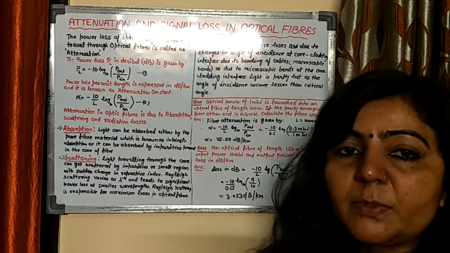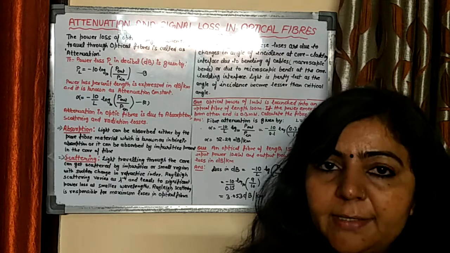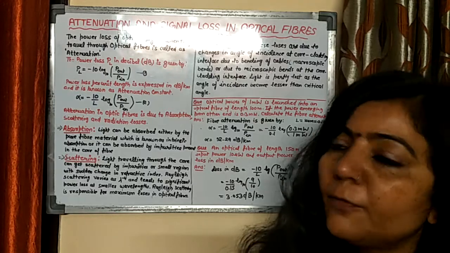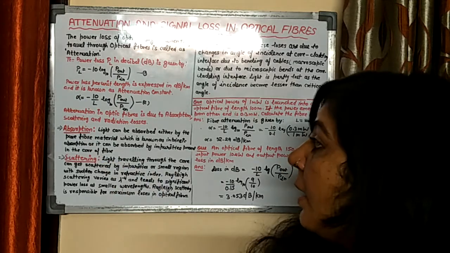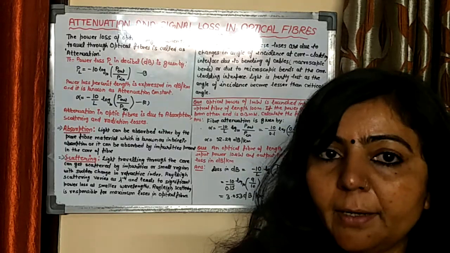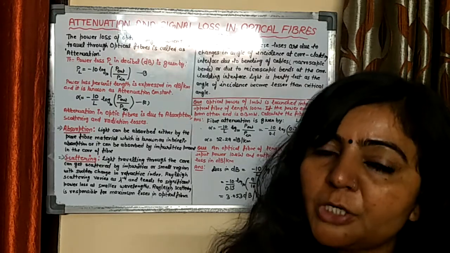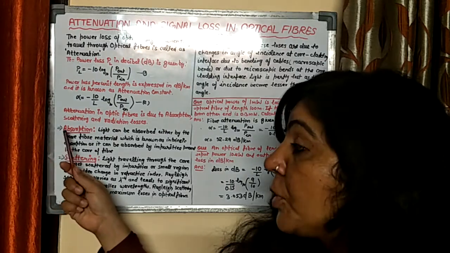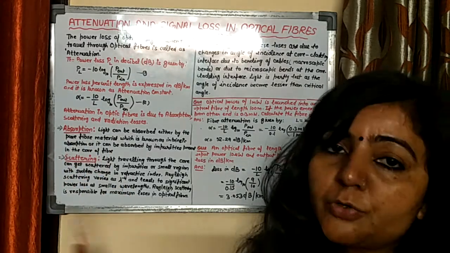There are different factors which are responsible for the signal losses. The first one is absorption. When the information is moving from transmitter to receiver in the form of an optical signal, in the form of light, that light can be absorbed either by the fiber material or by certain impurities which are present in that material. Whenever that signal is absorbed for any reason, there will be loss of that signal. So absorption plays a very important role in signal losses. It is a very much contributing factor.